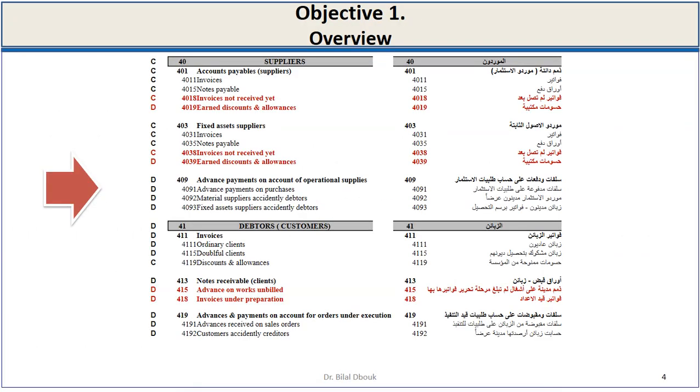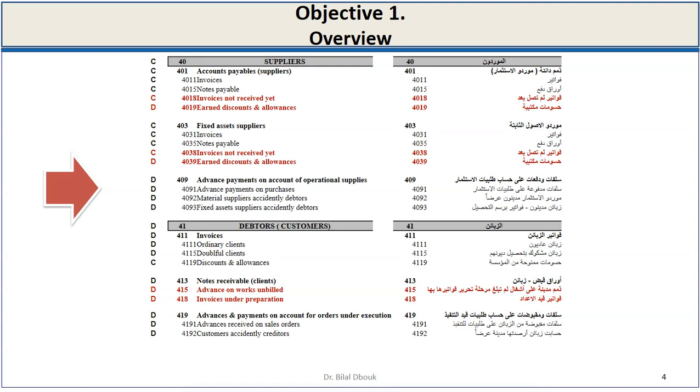Starting with objective 1, as usual, the Lebanese chart of accounts sets some accounts with specific class digits or numbers in order to record all revenues and expenses and their adjustment entries. As we can see in the red color of these accounts, in this chapter we will use accounts such as 4018, invoices not received yet; 4019, earned discounts and allowances; 4038, invoices not received yet; and 4039, earned discounts and allowances.